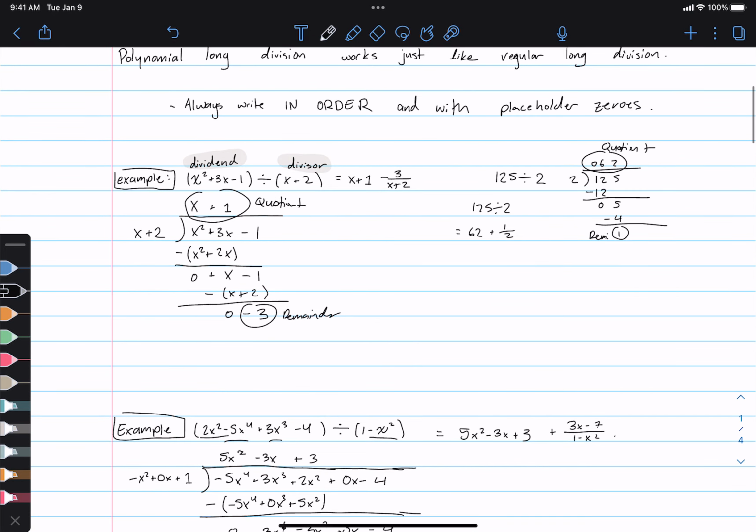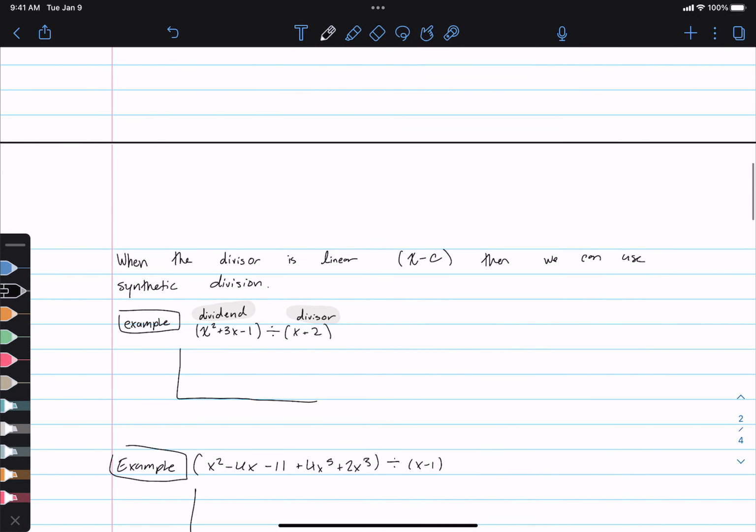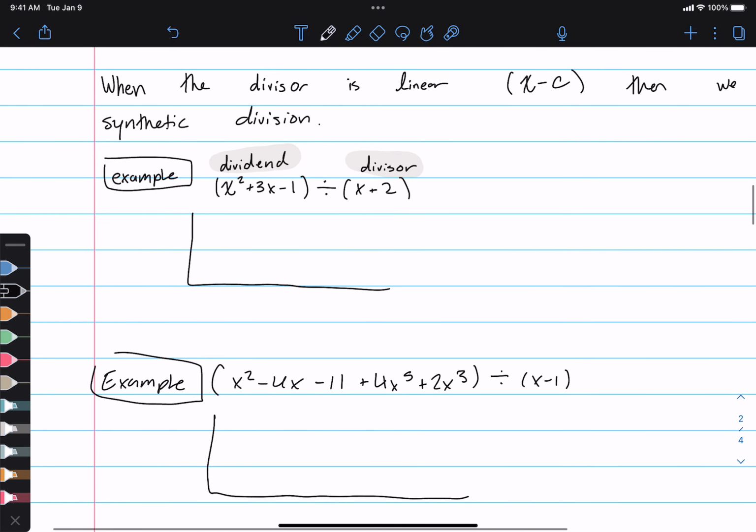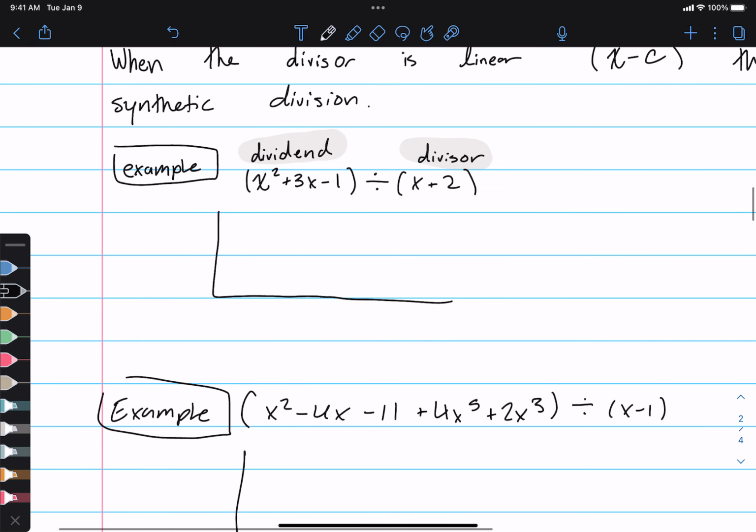So long division is kind of tedious, but when the divisor is linear, so we have something like x minus c, then we can use synthetic division. And the process for that is really simple, and I will show you an example. So first step is you're going to write the coefficients of the dividend, inside of this L right here. So 1, 3, negative 1, right?